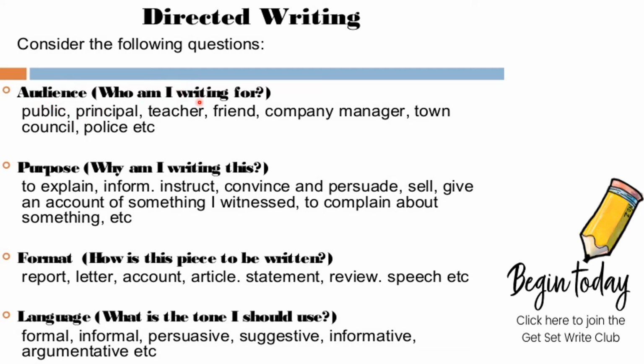We are going to consider the following questions when we are writing. Who am I writing to? Who is my audience? Is it the public, a principal, teacher, friend, company manager, town council or police, etc.? So here we are writing for the public. So it's going to be polite and formal. Purpose. Why am I writing this? Is it to explain something, inform something, instruct something, convince and persuade? Or do I plan to sell something?